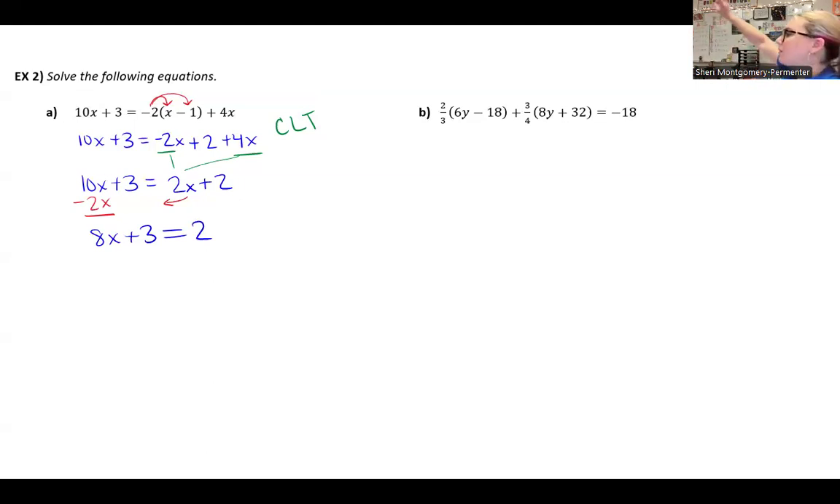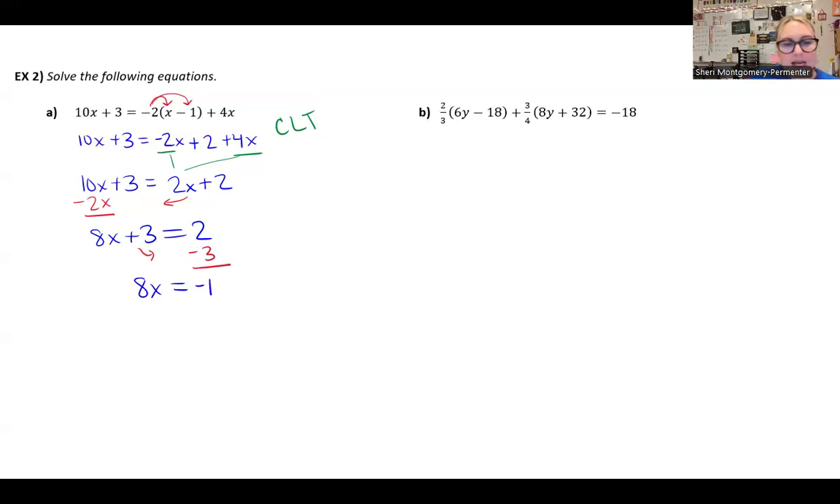Yay, I have a 2-step equation. When I have a 2-step equation, 2 easy steps. What do I do first? Subtract 3. What's 2 minus 3? -1.